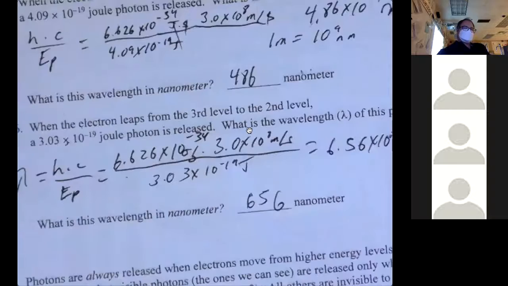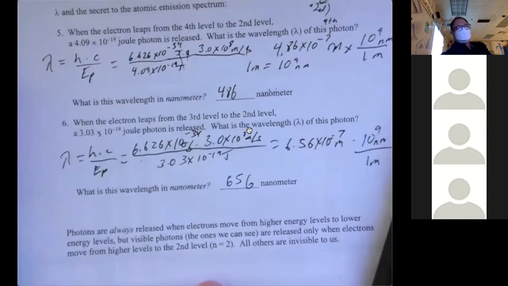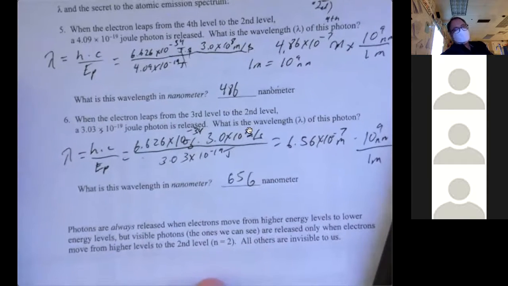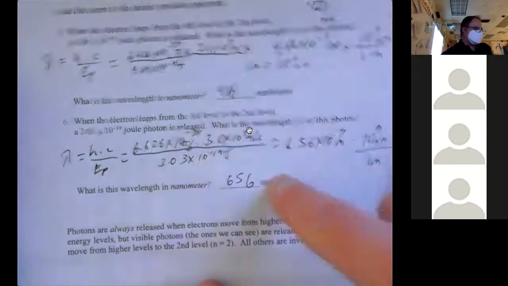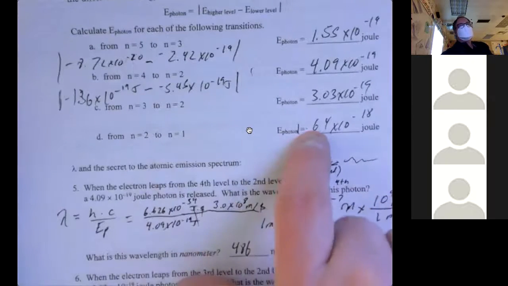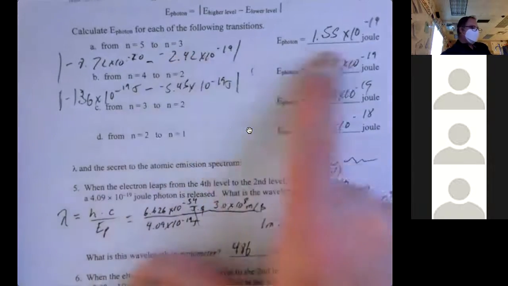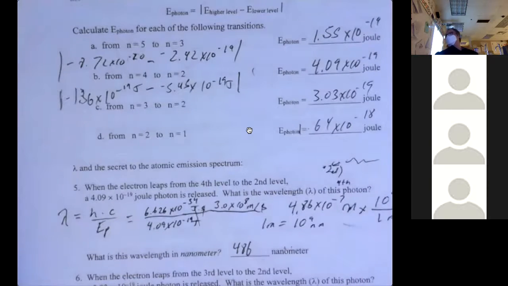The bottom paragraph down here tells us photons are always released when electrons move from a higher energy level to a lower energy level. Visible photons are only released when electrons move from higher levels back down to the second level, n equaling 2. That's why these two were chosen. 486 and 656 are within our visible spectrum. The other ones up here, like this one, that would be infrared, and this one would be ultraviolet. We cannot see those, right? We cannot see those colors.